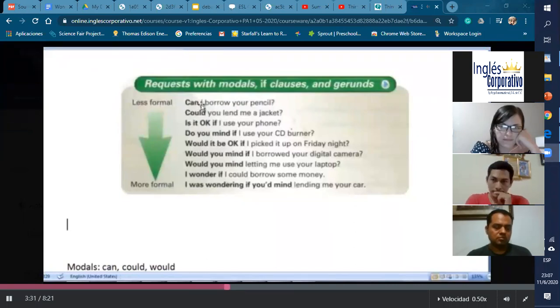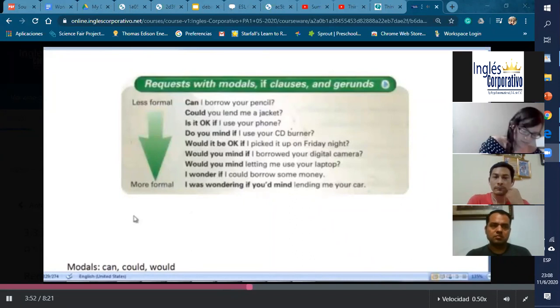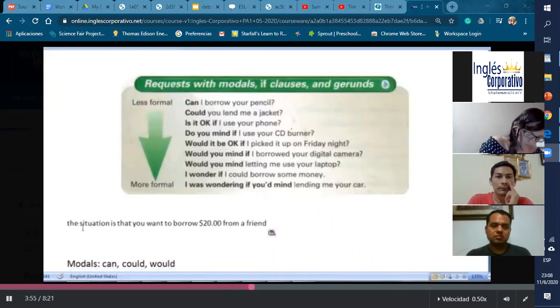And what we want to learn today is how to use all of these different ways, how to use modals, if clauses, and gerunds to make requests, right? So what I will do is I will give you a situation. For today's class, the situation is that you want to borrow $20 from a friend. Okay, and then what we're going to do is make the request using all of the different forms that you see there, right?